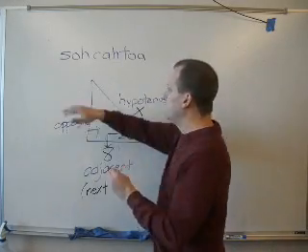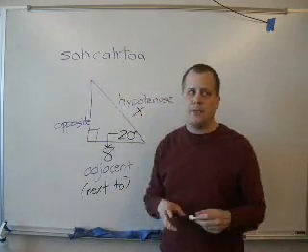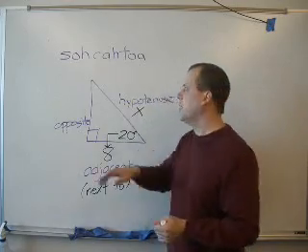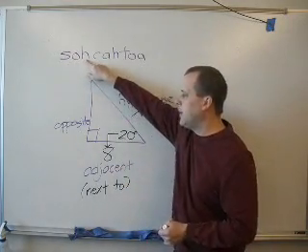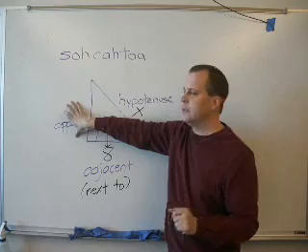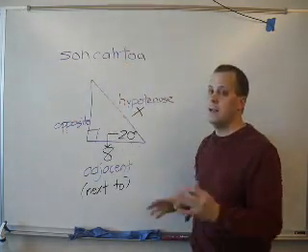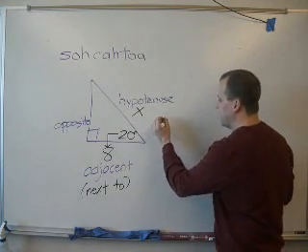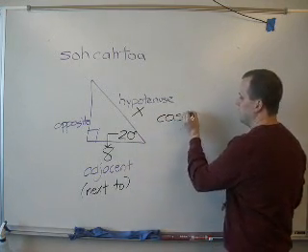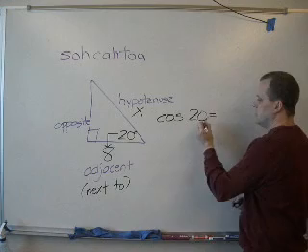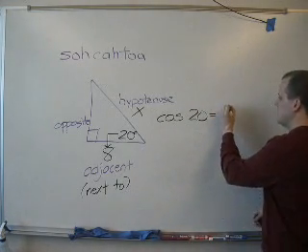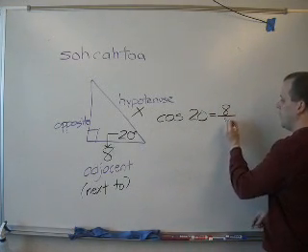Now I'm going to go through my SOHCAHTOA. I'm going to ask myself, which one do I need? Well, sine is opposite over hypotenuse. No, they don't want us to know this part. Cosine is adjacent over hypotenuse. That's what we need to do. So here we go. Ready? Cosine of 20 is equal to my adjacent over my hypotenuse.